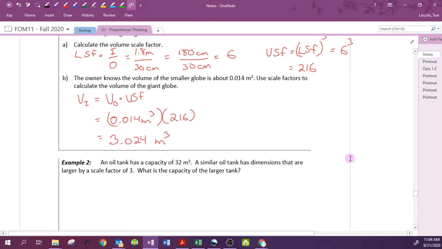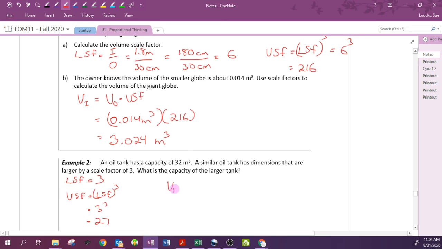An oil tank has a capacity of 32 meters cubed. A similar oil tank has dimensions that are larger by a scale factor of 3. What is the capacity of the larger tank? So my linear scale factor is 3. And I know that's the linear scale factor. Well, it even tells me that it's the dimensions that are larger by a factor of 3. So my volume scale factor is going to be my linear scale factor cubed, which is 3 cubed, which is 27.